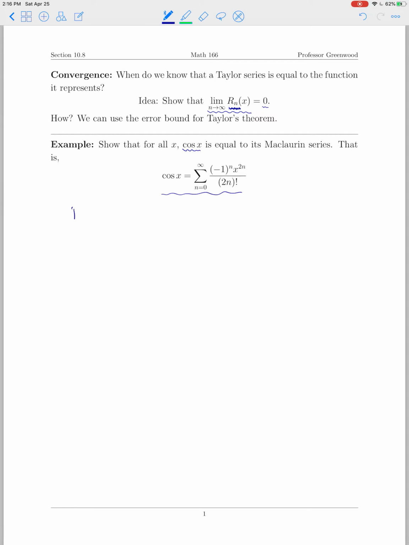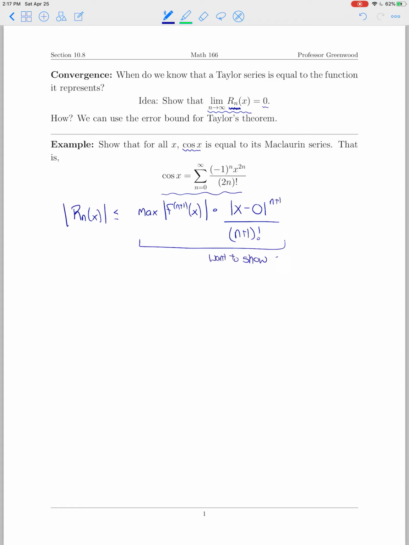As a reminder, that is that Rn of x in absolute value is less than or equal to the maximum of the n plus first derivative in absolute value, times the difference between the center of the series and the value that we're plugging in. In this case, because it's a Maclaurin series, the center is 0, and then we divide by n plus 1 factorial. Now we want to show, essentially using the sandwich theorem, that this right-hand side goes to 0 as n goes to infinity.